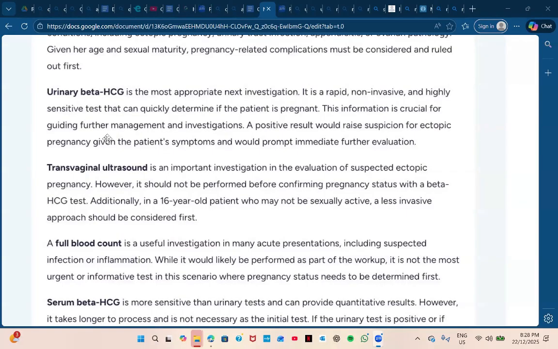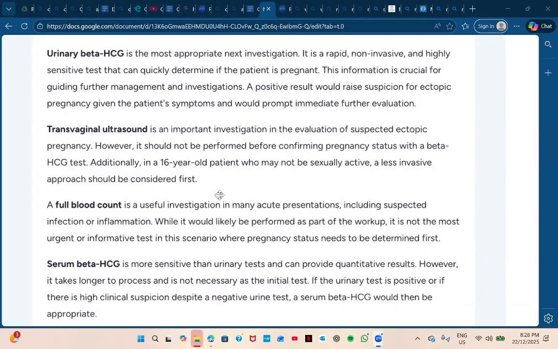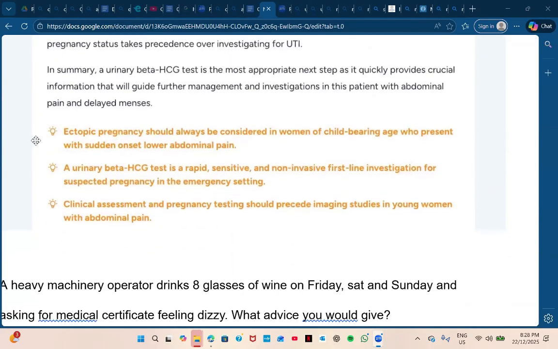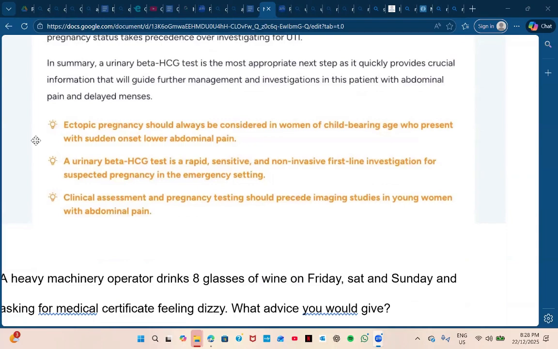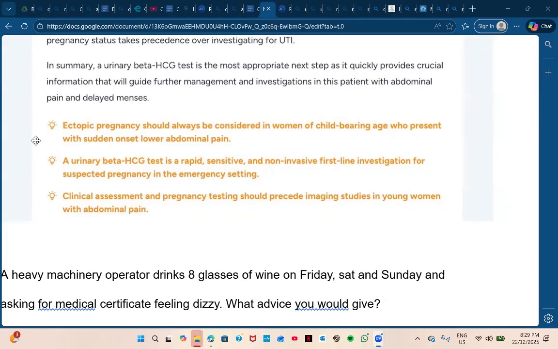A positive result would raise suspicion for ectopic pregnancy given the patient's symptoms and would prompt immediate further evaluation. Okay. So ectopic pregnancy should always be considered in women of childbearing age who present with sudden onset low abdominal pain. Urinary beta HCG is a rapid, sensitive, and non-invasive first-line investigation for suspected pregnancy in the emergency setting. Clinical assessment and pregnancy testing should precede imaging studies in younger women with abdominal pain.